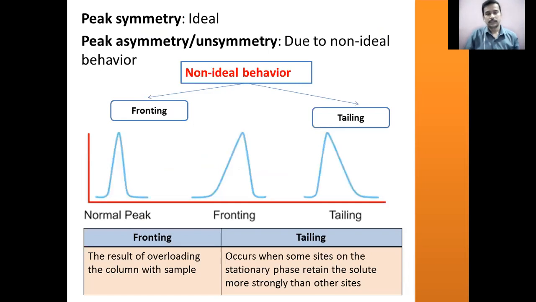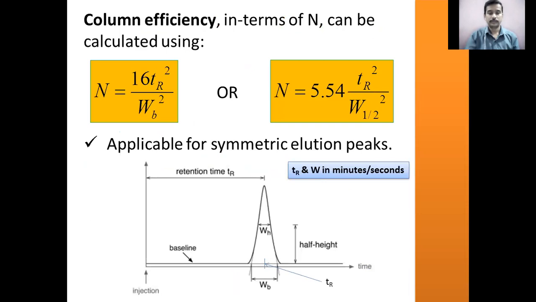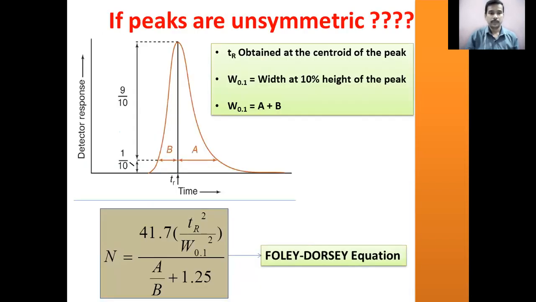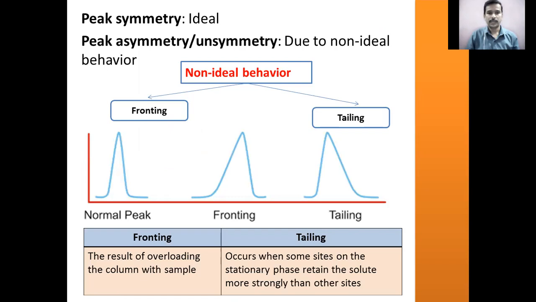And why this unsymmetry arises is very important. Why does it arise? If the peak is symmetric, as you see here, this is an ideal peak, and this chromatogram is called an ideal chromatogram. If you see here, this chromatogram is non-ideal. It is not ideal because the peak is unsymmetric. Why does this non-ideality arise? Why the non-ideal behavior of chromatograms? Two factors are responsible to explain this non-ideal behavior of the chromatogram. One is fronting and another one is tailing.